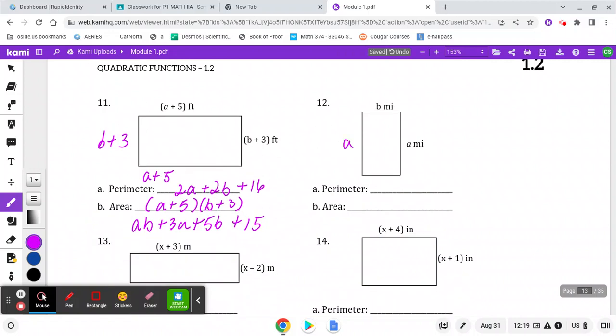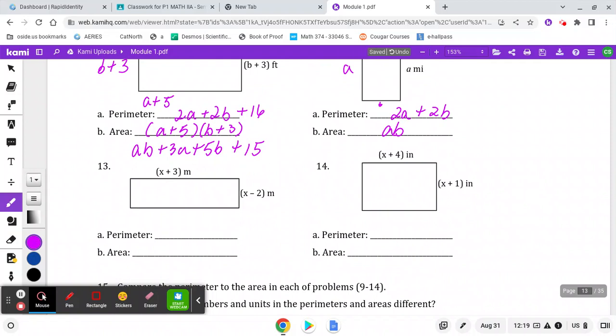Perimeter, fill them in. I get a plus a plus b plus b. That's 2 a's plus 2 b's. And I get a times b, or just ab for my area. Perimeter, x plus 3 plus x plus 3 plus x minus 2 plus x minus 2. That's 1, 2, 3, 4 x's. 3 plus 3 is 6 minus 4. See if you can add that up and get the same result.